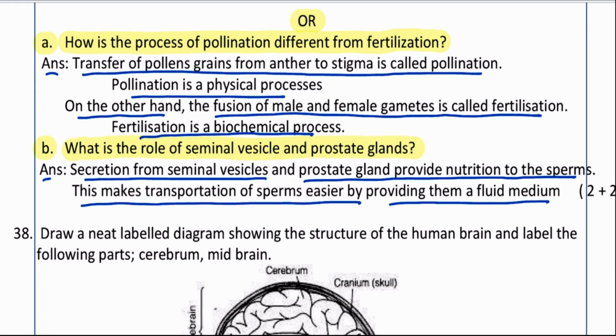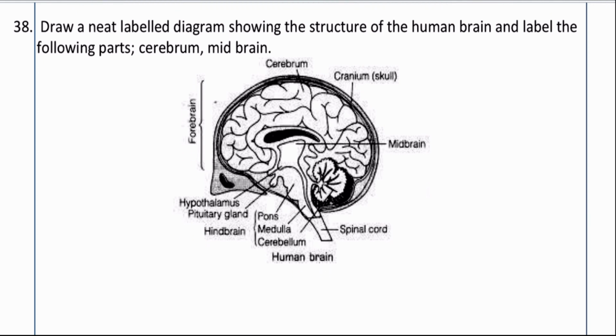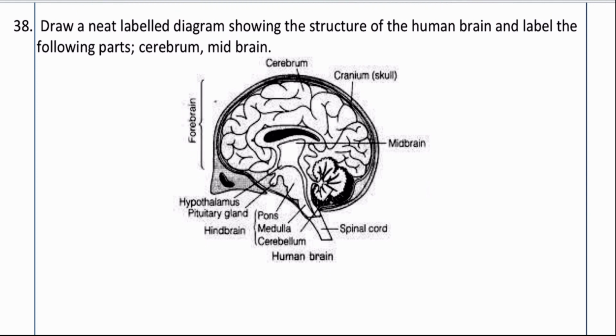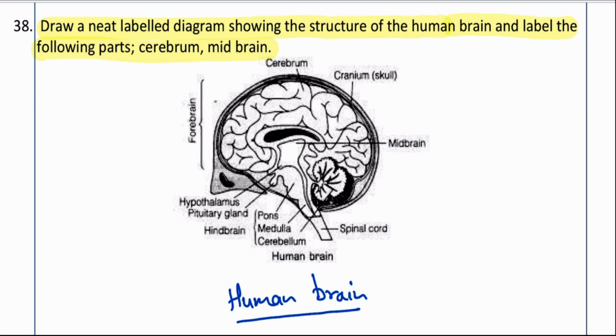Okay, let's head to the last question. Draw a neat labeled diagram showing the structure of the human brain and label the following parts: cerebrum, midbrain. Here is human brain. Thank you.